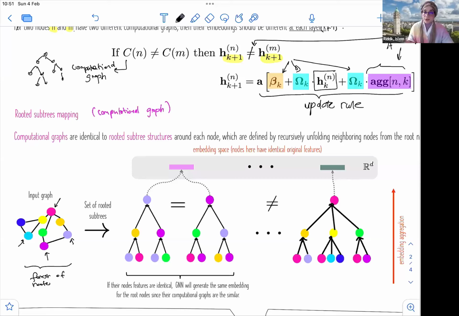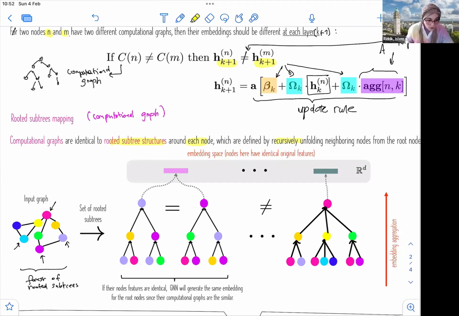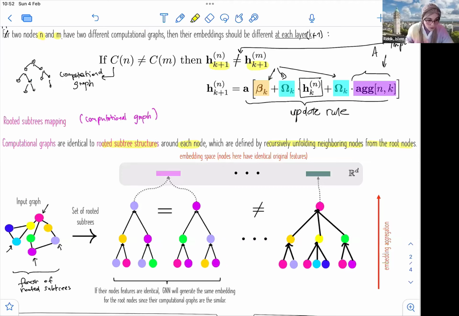Computation of what? Of course, of the embedding that we want to produce. Remember what we're doing in GNNs: we're learning these embeddings recursively throughout the network to get the ultimate compact representation, or embedding, that will allow us to do classification, regression, or any other task. So, a forest of rooted subtrees. Computational graphs here are identical to rooted subtree structures around each node, which are defined by recursively unfolding neighborhood nodes from the root node. It's the unfolding process that we saw in the previous lecture.